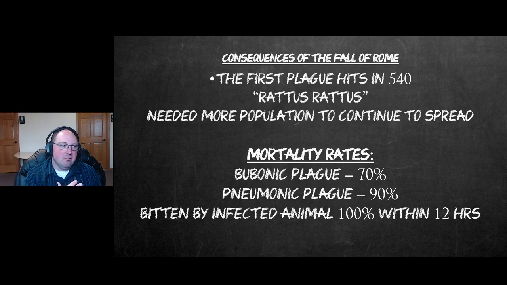These conditions, both the asceticism of the monks and the decline in cleanliness as a culture, mean that modern day researchers are finding that the first plague didn't hit Europe in the 1300s, it's actually in 540. They're identifying it as the Rattus rattus plague. But it only lasted about a year and didn't hit Europe as heavily as it would in the following millennia because it needed more population to continue to spread. But we're seeing from DNA evidence that we're able to get from corpses in the ground that those alive during this time were exposed to the first major plague in 540. This came about because of the lack of cleanliness, the lack of culture, the lack of education.